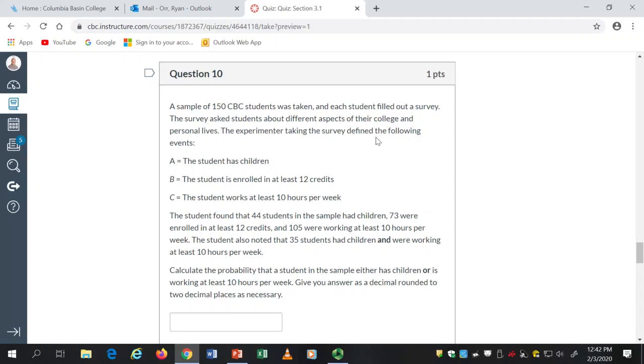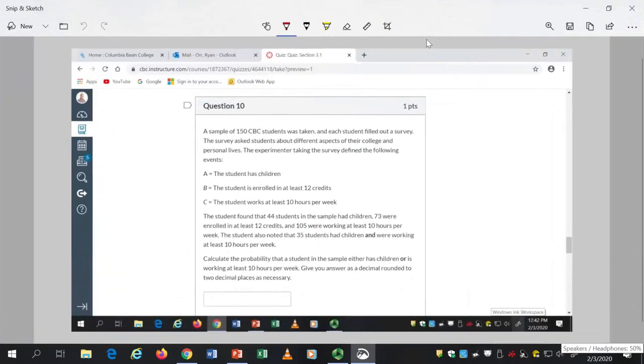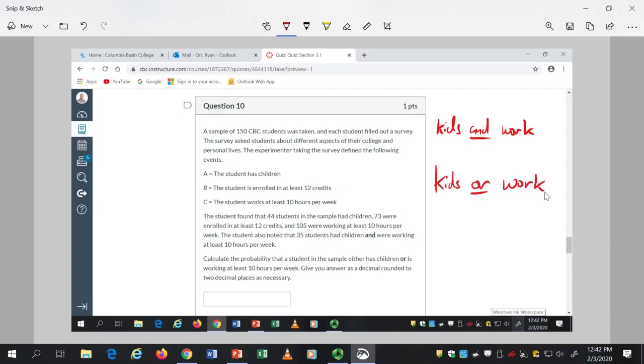So this is a type of event. Both of these are types of events we're going to talk about today. It makes a decent introduction because this is pretty much exactly where we're going to go at the beginning today. You have kids and they work, and then you have this other event, kids or they work. These are what we call compound events. We're going to talk about both of these and the one with the little c up top.